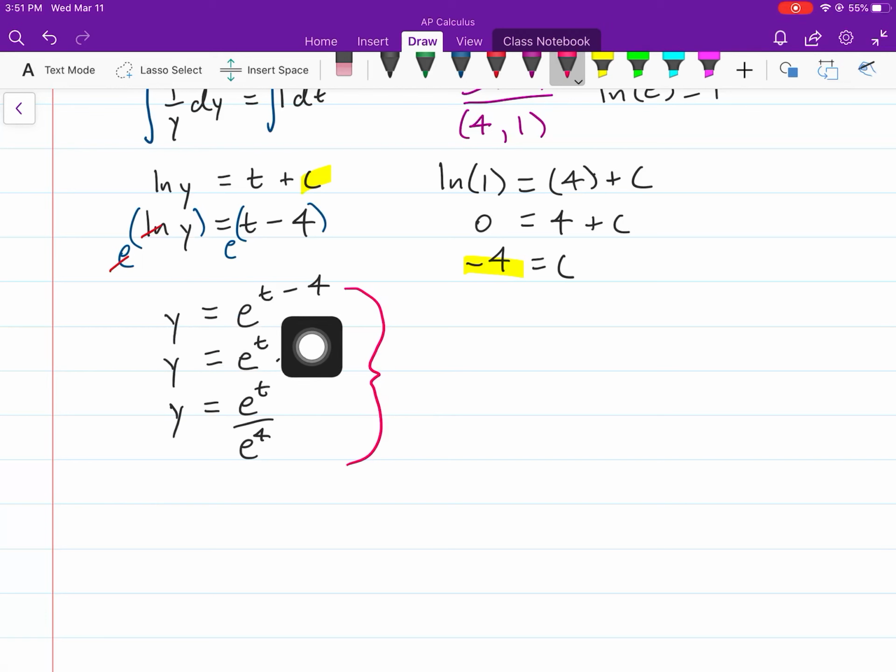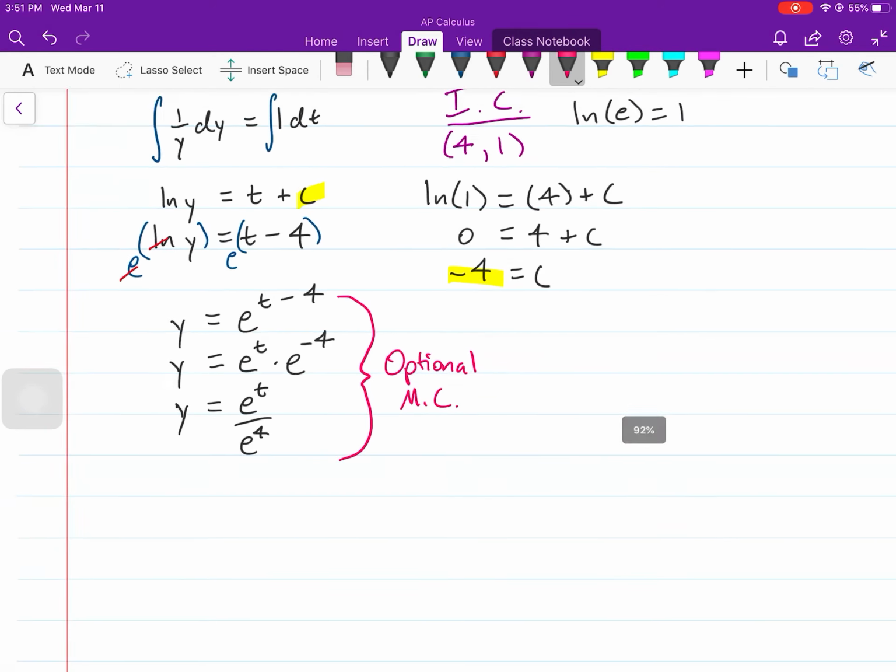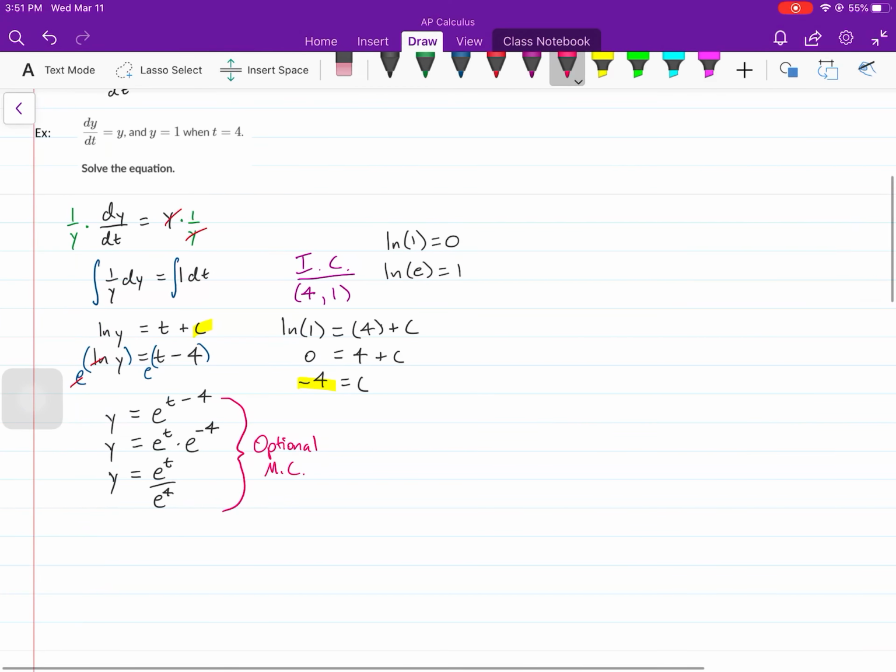And right there, what you'll see is the solution can be written three different ways. This first one's good for free response, but the reason why I went through all these optional steps is for the multiple choice, just in case. So overall, this problem, it's just too easy.